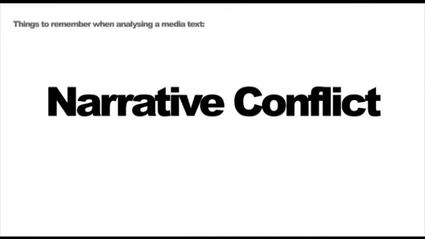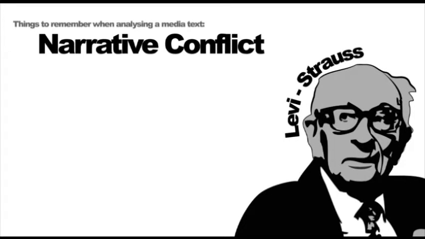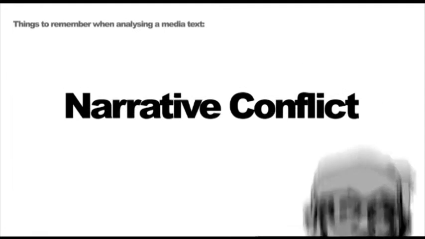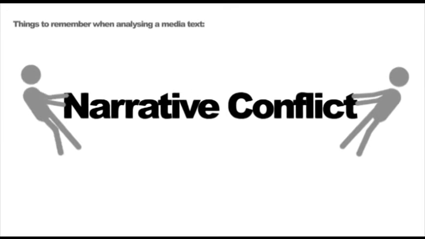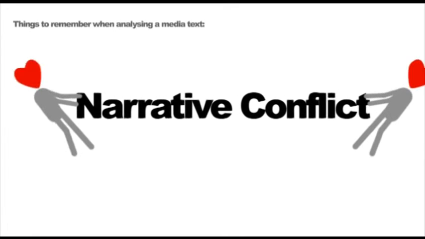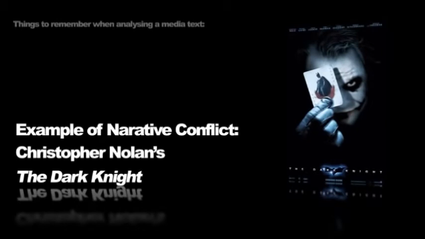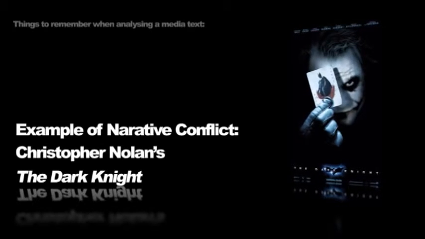Narrative conflict. Claude Levi-Strauss, a 20th century theorist, suggests that all narratives are moved forwards by conflict and that this conflict is caused by opposing forces. So, for example, rich and poor, love and hate, etc. A good example of this is Christopher Nolan's The Dark Knight.